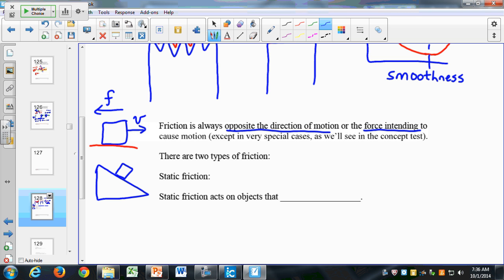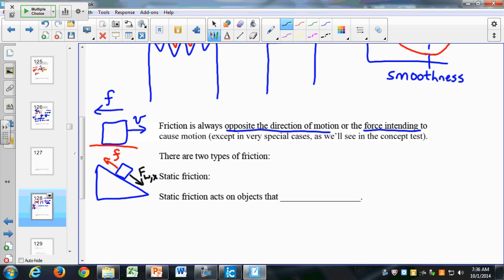It has a force that's pulling it down, some component of the weight, and so the frictional force will be opposite that. So here, the frictional force is up the inclined plane, and as I said, you can think of it as being opposite the force, which in this case is the x component of the weight that is tending to cause the object to move.